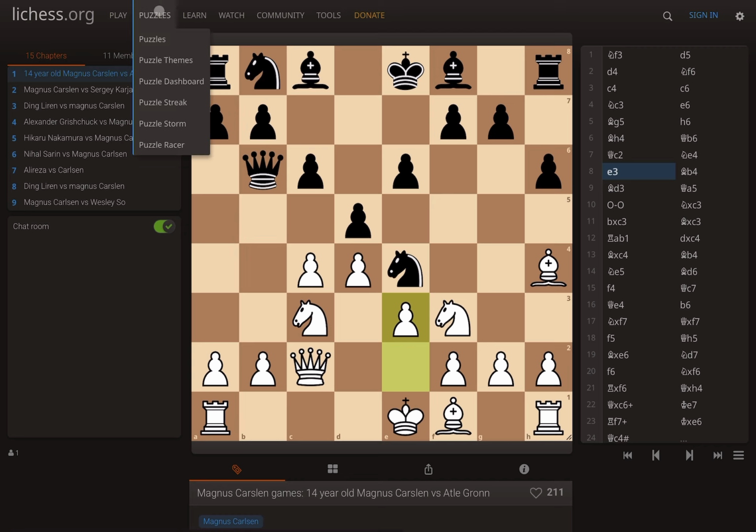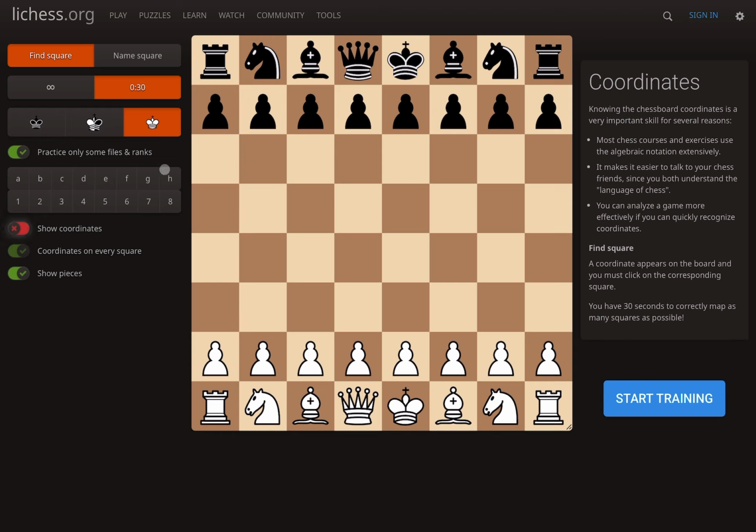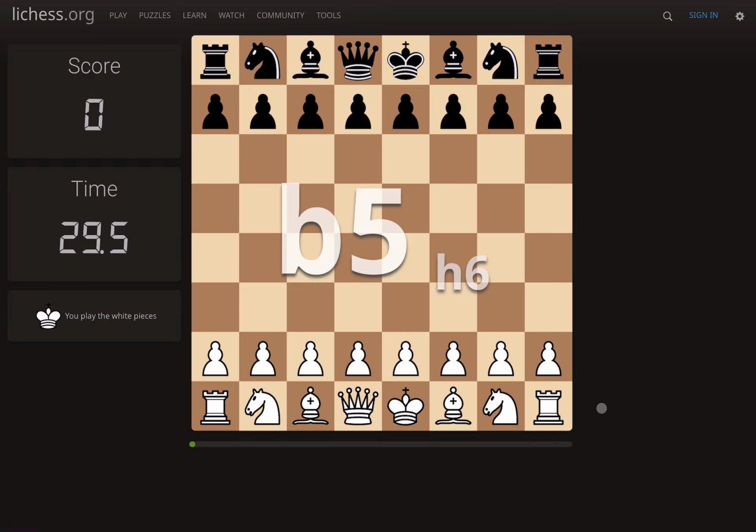Okay, so let's go back to the coordinates. You can go here, learn, and then click coordinates. Pretty simple on Lichess. Now let's not use the coordinates and try this. And you can also find specific ways you want to practice this. You can literally go like this. I want to practice the B ring, for example.